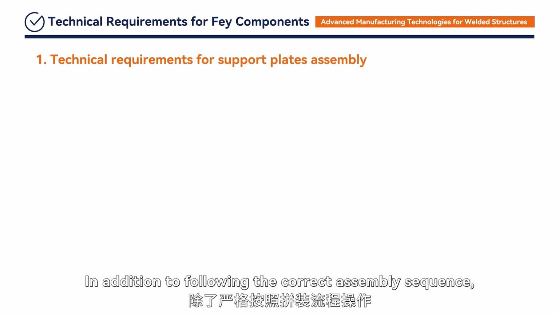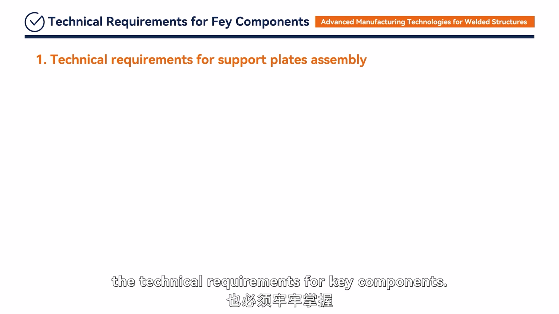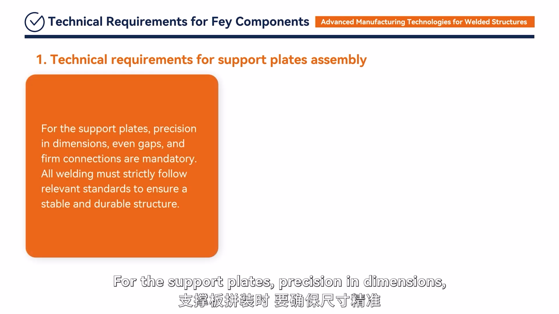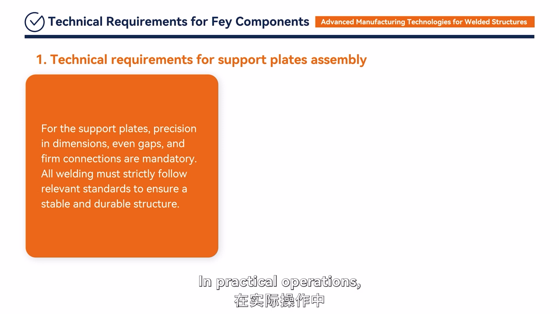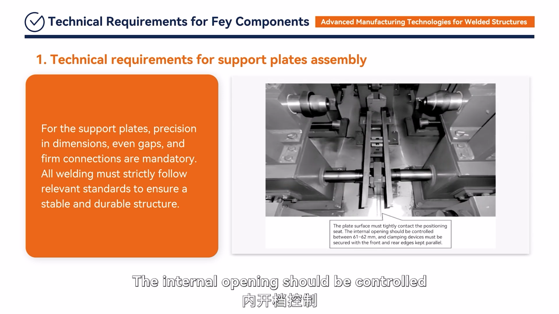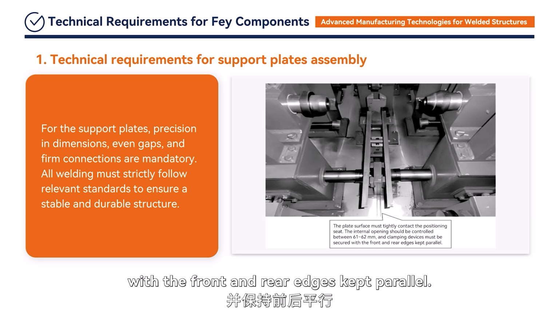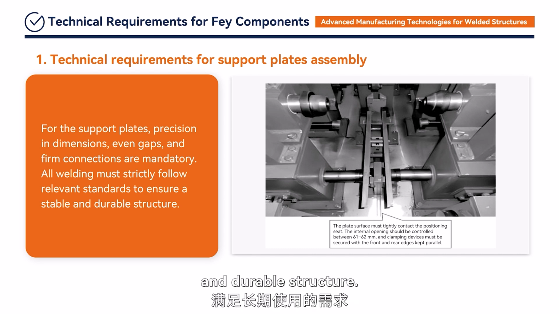In addition to following the correct assembly sequence, it is crucial to fully understand and implement the technical requirements for key components. For the support plates, precision in dimensions, even gaps, and firm connections are mandatory. In practical operations, the plate surface must tightly contact the positioning seat. The internal opening should be controlled between 61 to 62 millimeters, and clamping devices must be secured with the front and rear edges kept parallel. All welding must strictly follow relevant standards to ensure a stable and durable structure.